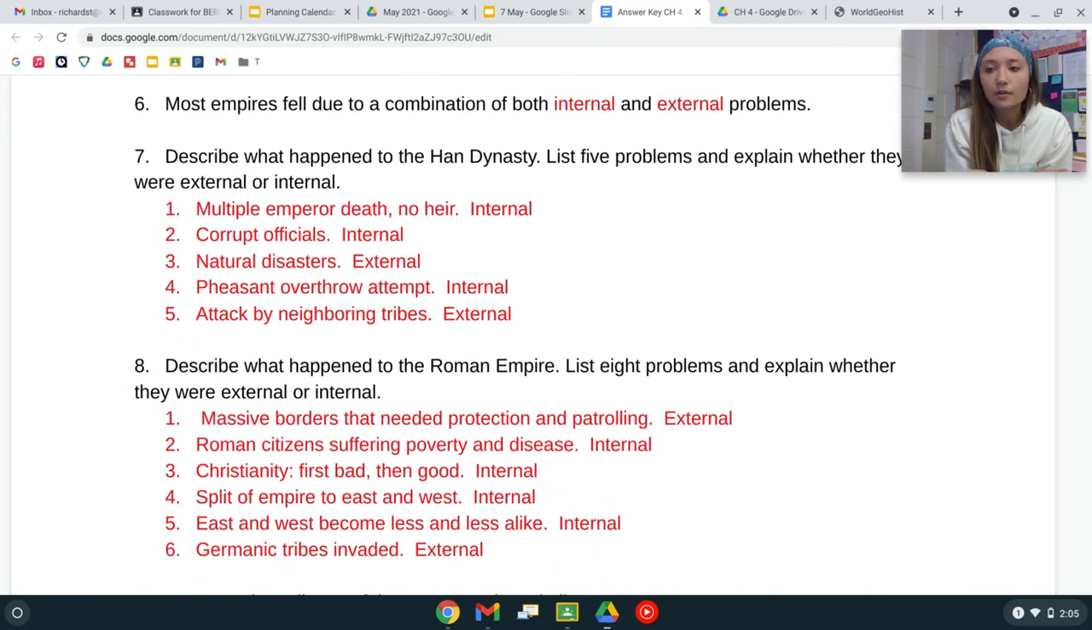Number 7, you're describing what happened to the Han Dynasty. So you need 5 problems. Explain whether they were external or internal. So 1 was multiple emperors' death. There's no heir to the throne. That's an internal conflict. 2, corrupt officials, internal. 3, natural disasters, external. 4, peasant overthrow attempt, internal. It's supposed to say peasant, not pheasant. Number 5, attacked by neighboring tribes, that's external. We don't have the pheasants that are attempting to overthrow the government here.